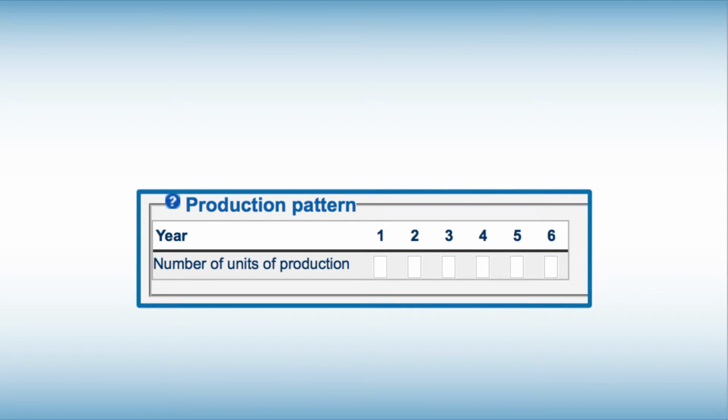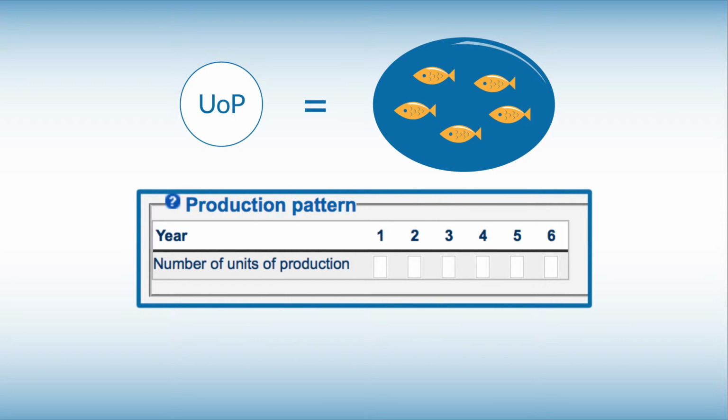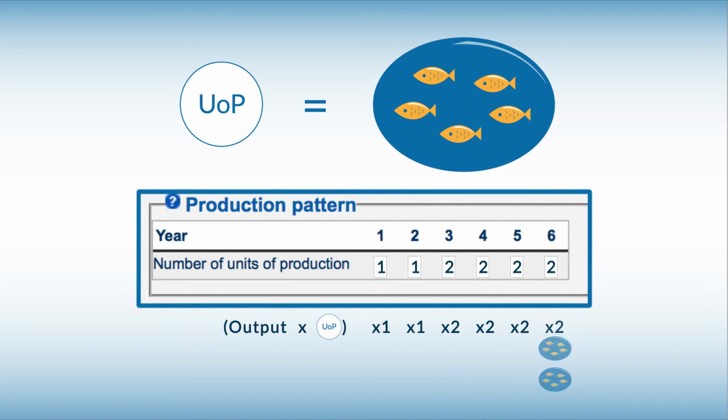Imagine the project starts with a single pond. Then, for the first 2 years, the number of units of production will be 1. However, if the fish farm is planned to expand to 2 ponds in the 3rd year, the number of units of production would change to 2 in year 3 onwards. The software will then know that the output per unit of production is multiplied by 1 in years 1 and 2, and by 2 in years 3 onwards.